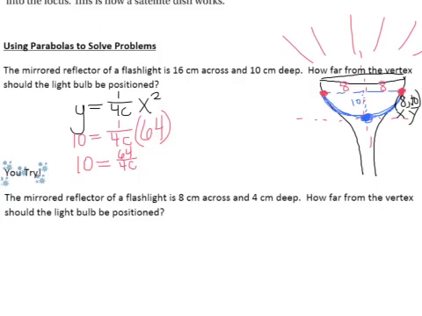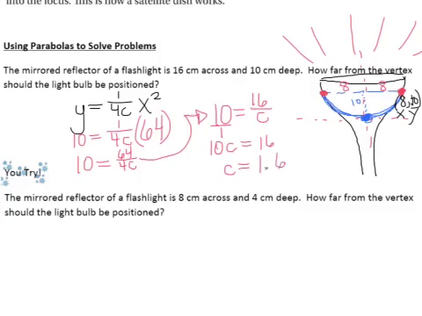And I can reduce that fraction. 4 goes into 64 16 times, so it's 16 over c. And now I can put 10 over 1 and cross multiply. So 10c is equal to 16. And then solving for c, I'll divide by 10. So c is equal to 16 over 10, which is the same as 1.6. Since our units are in centimeters, it's going to be 1.6 centimeters. So the question, how far from the vertex should the light bulb be positioned? It should be 1.6 centimeters away. So here's my answer. All right, so you try. And pause it, and then continue on.